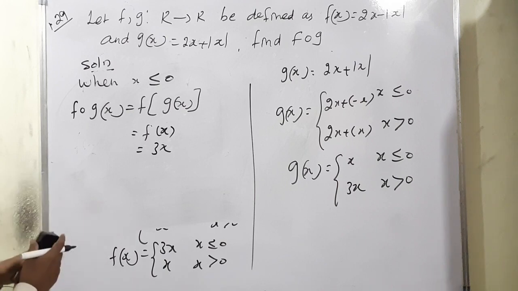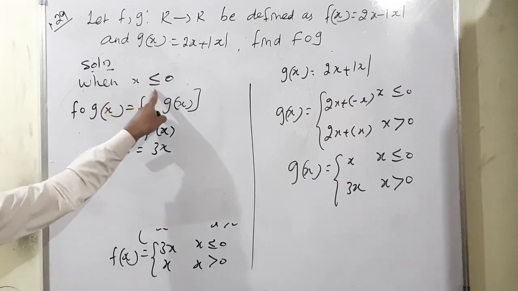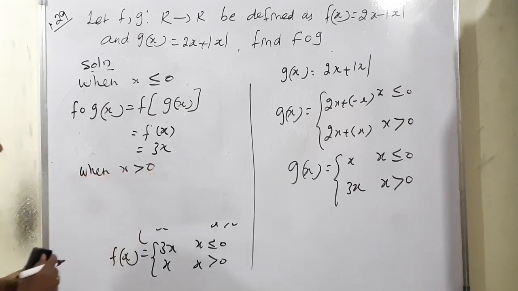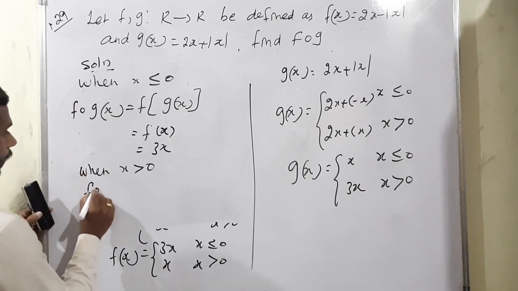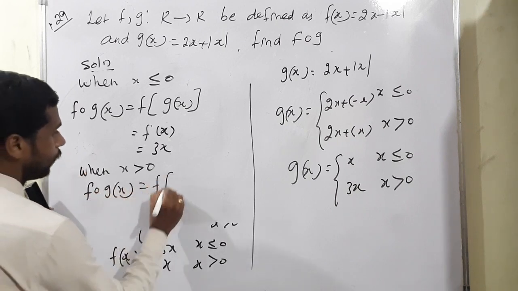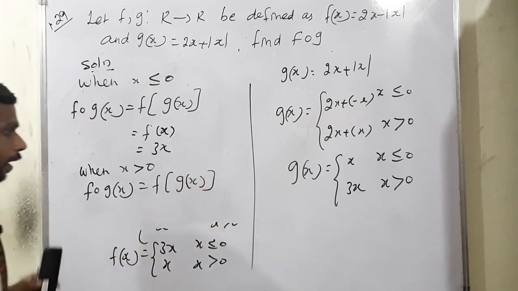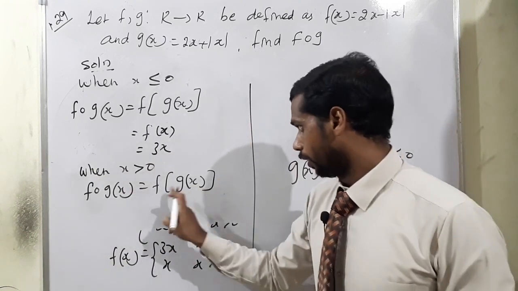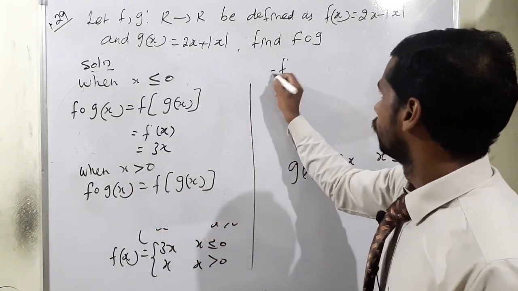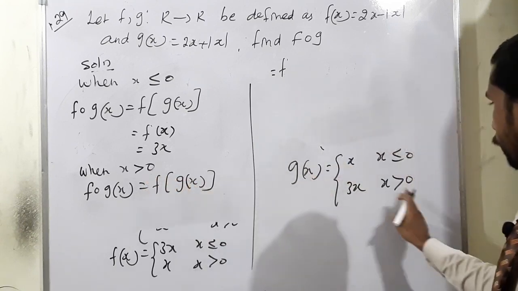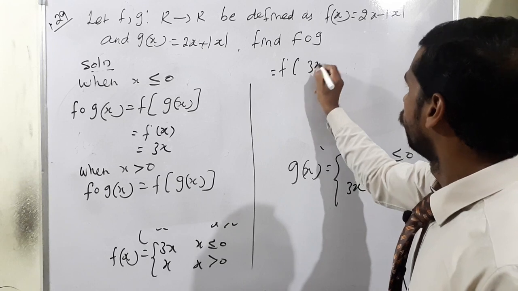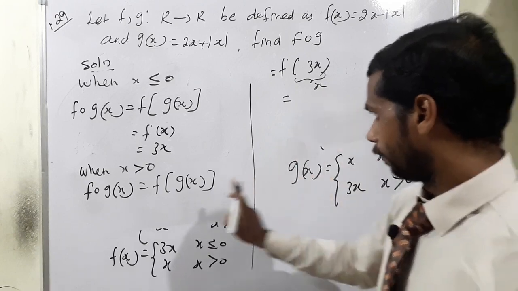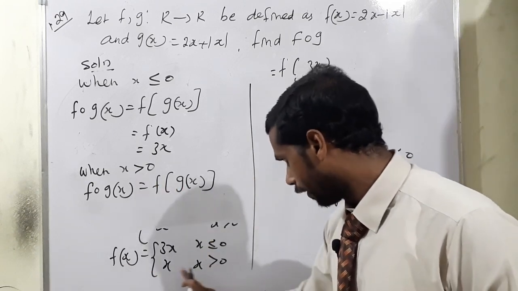Now, I am moving to the case when x greater than 0. What will happen? Same condition: f∘g of x is equal to f of g of x. So f of g of x, where x greater than 0, g of x is 3x, isn't it? So f of 3x. Again, this is the whole term f of x, isn't it? So f of x when x greater than 0 is only x.